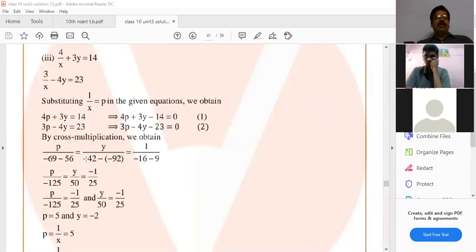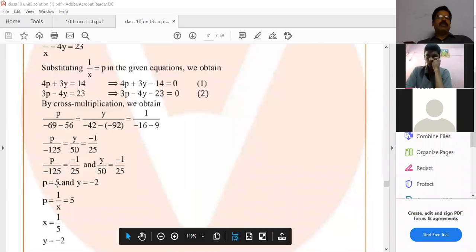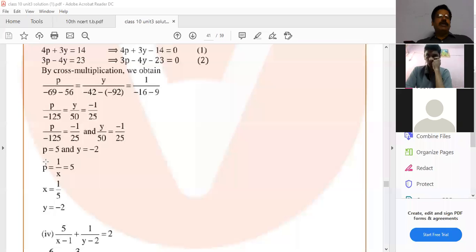Y by C1 A2 minus C2 A1 is equal to 1 by A1 B2 minus A2 B1. P by minus 125, Y by 50 equal to minus 1 by 25. P by minus 125 equal to minus 1 by 25. Y by 50 equal to minus 1 by 25. If you do cross multiplication, P equal to 5 and Y equal to minus 2. Now here we suppose only P as 1 by x. That's why 1 by x equal to 5, x equal to 1 by 5, and y equal to minus 2. Up to these three are one model.